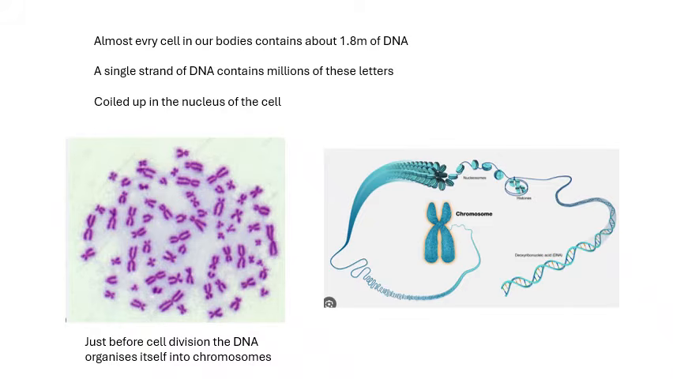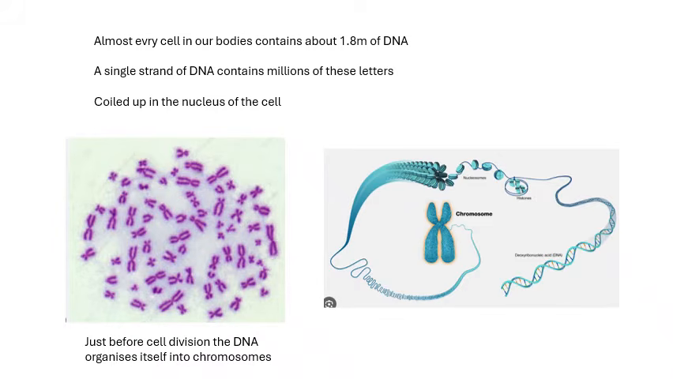Now, almost every cell in our body contains about 1.8 meters of DNA. In fact, nearly every cell in our body has exactly the same DNA. And if you stretched it all out into a line, it would be about 1.8 meters in a tiny, tiny little cell. And a single strand of DNA contains millions and millions of these letters, of these base pairs.